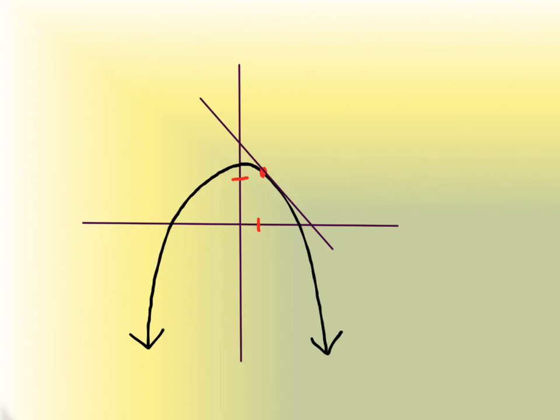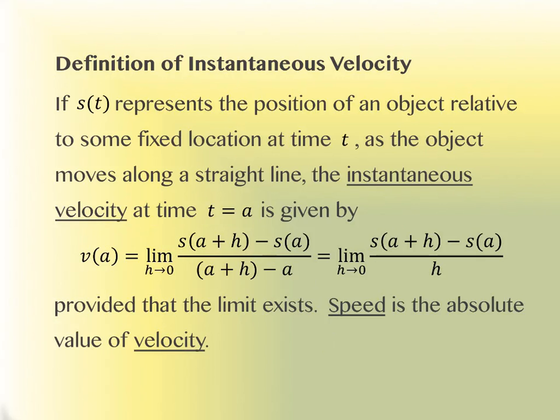Okay, go back to the section title. What did the section title say we're going to do in this section of the chapter? Tangent lines and velocity. So we've talked about the tangent lines. Next, we're going to talk about the velocity. So this is the definition of instantaneous velocity. Instantaneous means it happens right now, right? It happens in an instant.